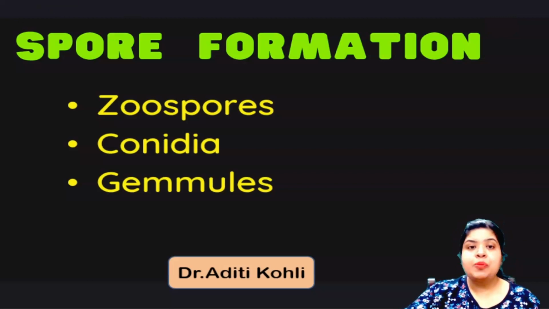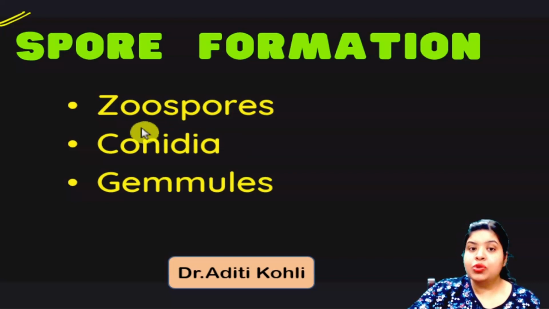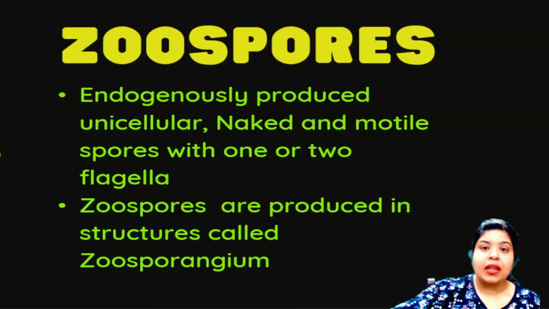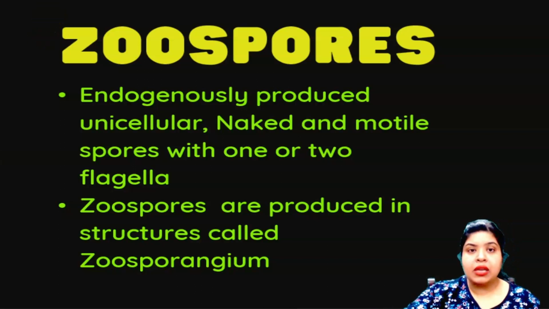Next is spore formation. What happens in spore formation and what are the various spores? Zoospores, Conidia and Gemmules. These are the main spores which are produced for asexual reproduction. Let us see what zoospores are first.